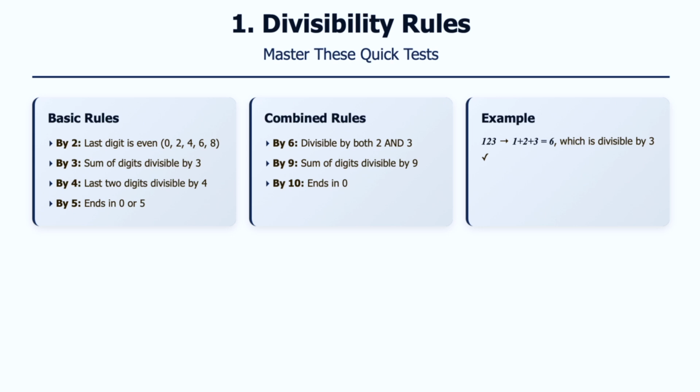A number is divisible by 2 if its last digit is even, by 3 if the sum of its digits is divisible by 3. For example, 123, the sum is 6, which is divisible by 3. By 4, check the last 2 digits. By 5, it must end in 0 or 5. By 6, it must satisfy both rules for 2 and 3. By 9, the digit sum must be divisible by 9. And by 10, it simply ends in 0. Memorize these. They save precious time on test day.